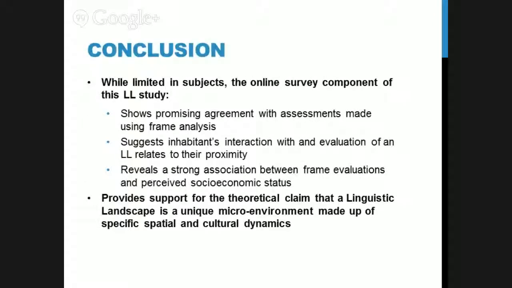So in conclusion, while limited in subjects, I was looking at the survey as a way to test the frame theoretic analysis, which I think is in its first stages. That paper just came out last year, and people are experimenting with it. I just wanted to see how far we can take it. It does show promise in that there is agreement with the assessments made using the frame analysis, and it was interesting to see that people from South Delhi had a stronger agreement with it.